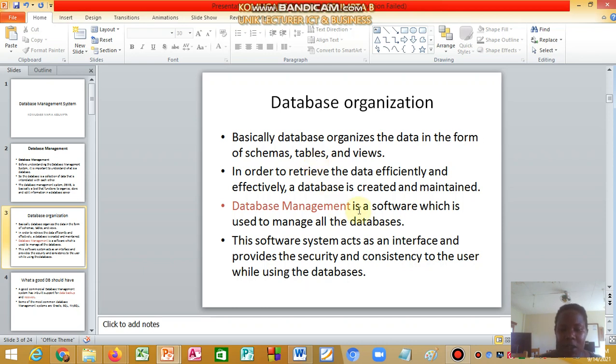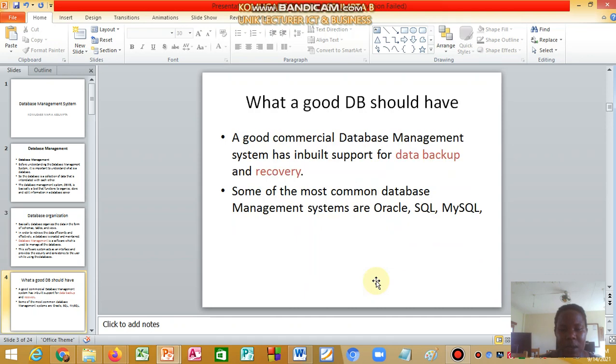So database management is software which is used to manage all the databases. All the databases are managed by database management software. This software system acts as an interface and provides the security and consistency to the user while using the databases.